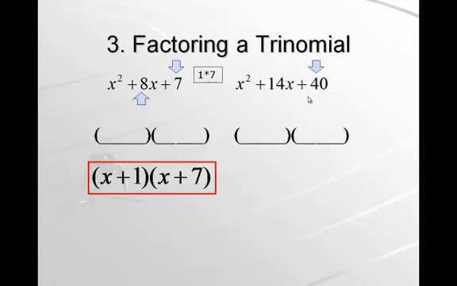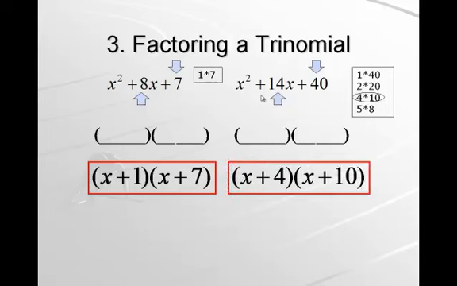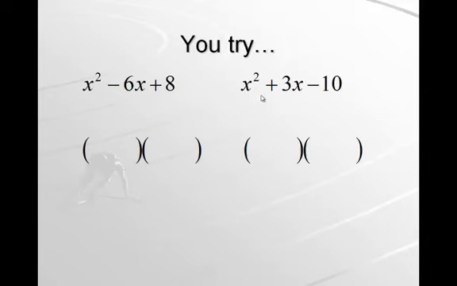40 is our end number, so we look to see what multiplies together to make 40. Make a list, either on your paper or in your head. 1 times 40, 2 times 20, 4 times 10, 5 times 8. Now we look at our middle number. What pair on this list adds up to make 14? Well, that would be the 4 and the 10. So our factors are x plus 4 and x plus 10. Try these next two. Pause until you're ready.